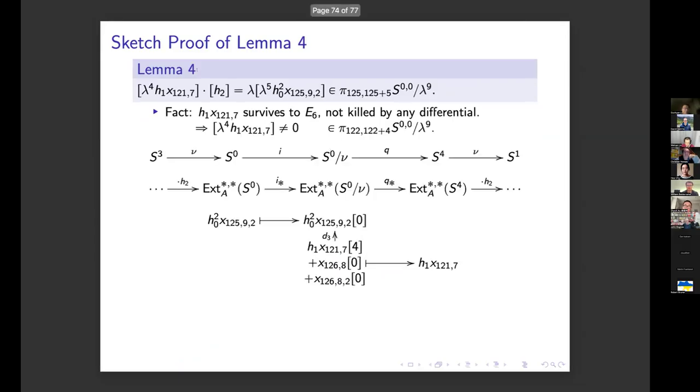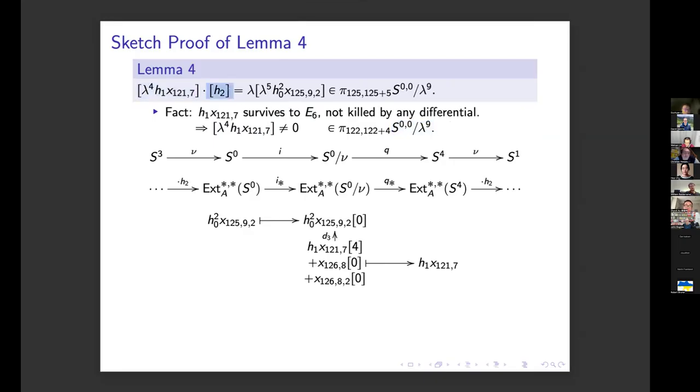Namely, first of all, I'm using this power here because this element survives the E6 page. So therefore, in E9, in lambda to the 9, if this element supports a non-zero d6 differential, then this expression would kill lambda to the 5th times that, which is lambda to the 9 and is already 0. And therefore, this element actually survives in the Adams spectral sequence for S0 mod lambda to the 9. Okay, so this is a legitimate homotopy class.